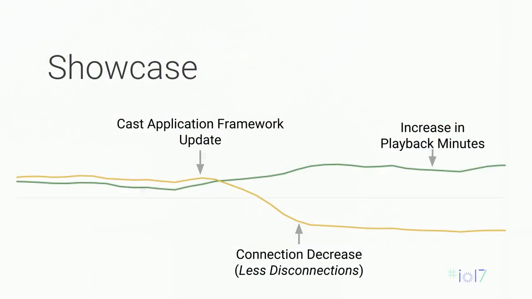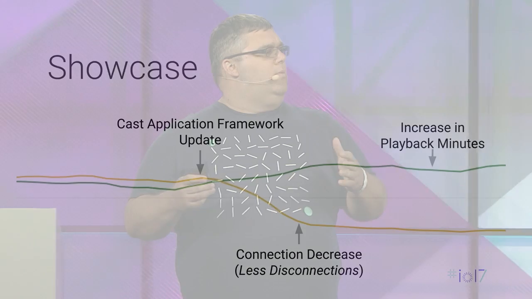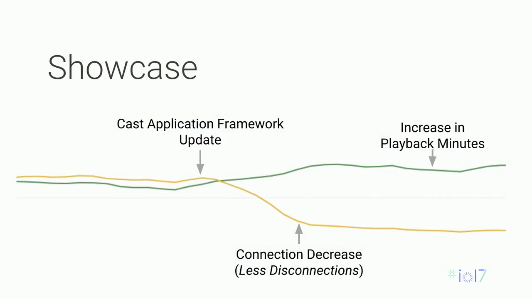Now I want to share a simple showcase from one of our top partners listed on the previous slide. This is about two months of data. If you watch that green line go across, you can see that playback was very constant. Then all of a sudden, when they migrated to the Cast Application Framework, playback increased dramatically. We wanted to see what caused that, so we started overlaying other data to see what else changed. What we saw is that disconnections greatly decreased. That doesn't really make sense at first. Why would disconnections decrease when playback increases?